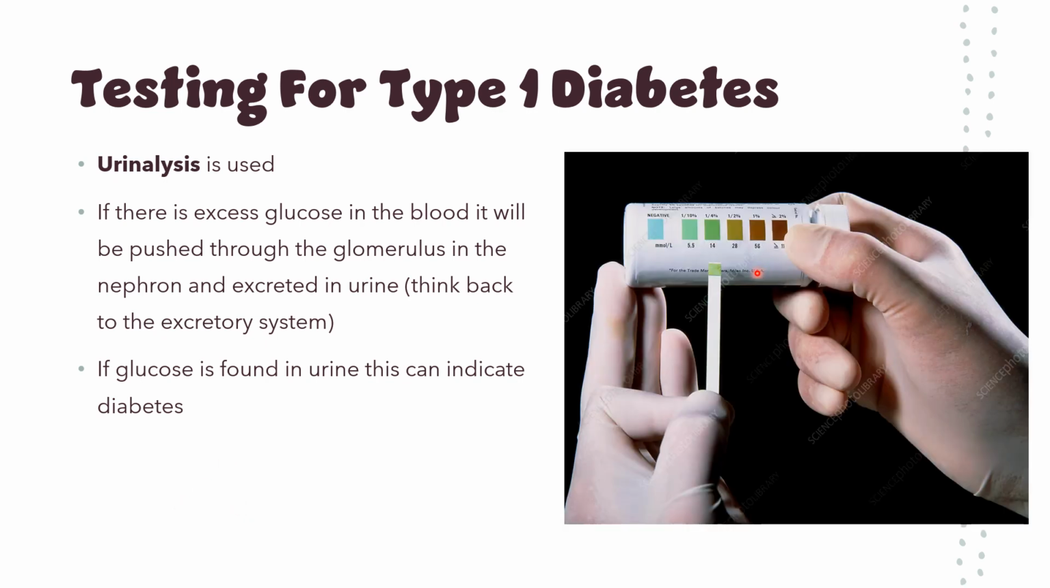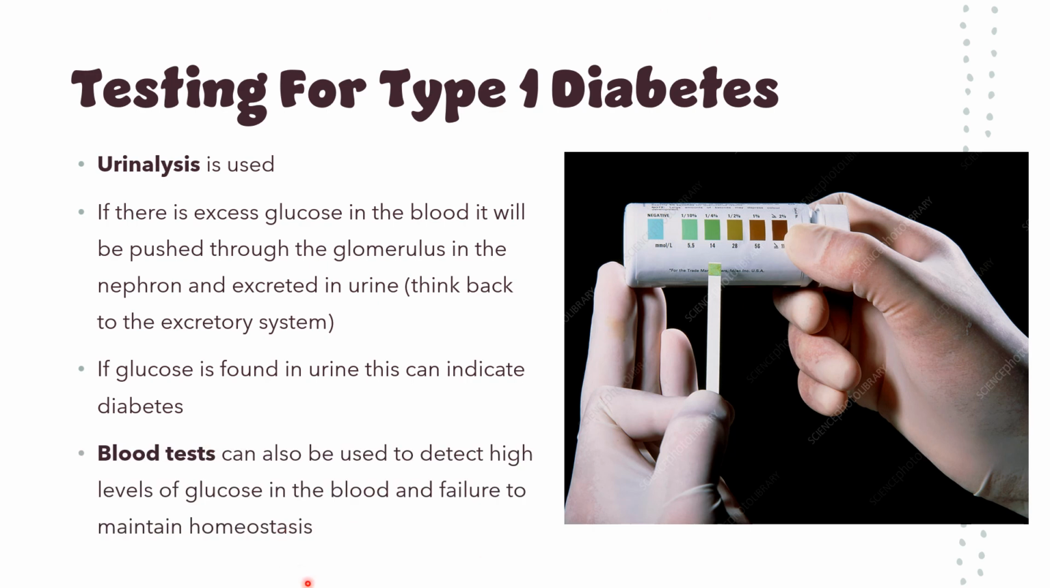If we find glucose in the urine, it can indicate diabetes. So we usually will dip one of these sticks into a urine sample and compare it to this scale. And it will tell us up the top the level of glucose that's in urine. So for a healthy person, you're not going to have any glucose in your urine.